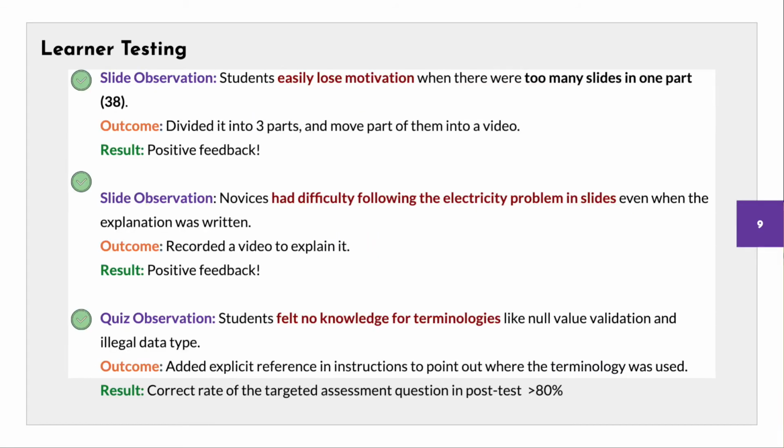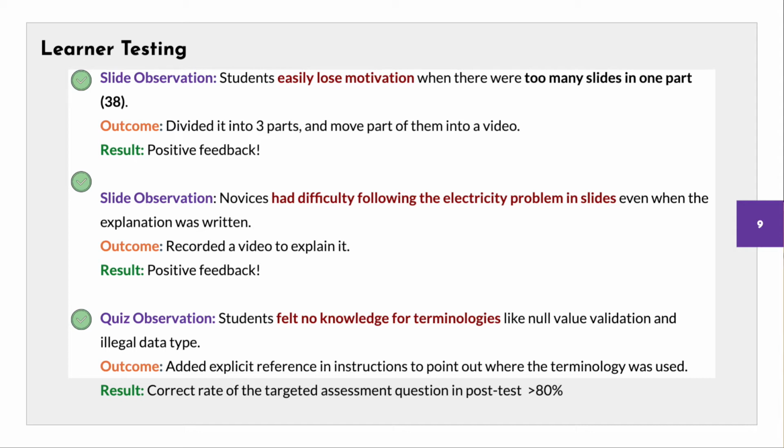In the iteration part, we revised our model based on feedback of learners' testing. Several insightful points from slides and quizzes are shared with you. First, we found that students easily lose motivation when they find that there are 30 pages of slides in one part. So we divided it into 3 parts and moved some parts into a video instead of the text and image version. We got positive feedback.